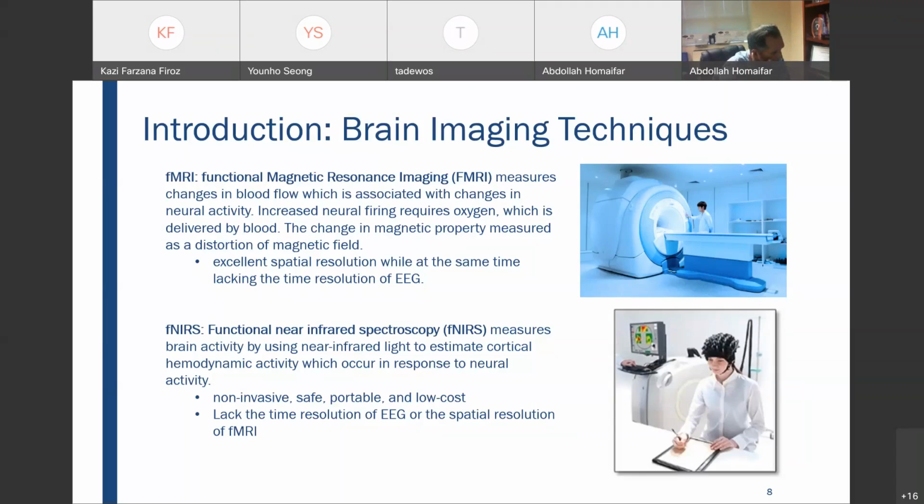Another one is functional near-infrared spectroscopy. It is a lab-friendly tool too. It measures brain activity by using near-infrared light to estimate cortical hemodynamic activity, which occurs in response to neural activity. It's non-invasive, safe, portable, and low cost, but it doesn't have as good a time resolution as EEG or as good a spatial resolution as fMRI.